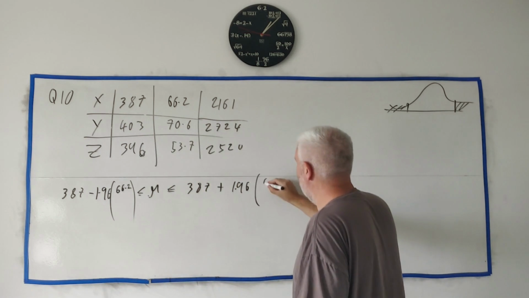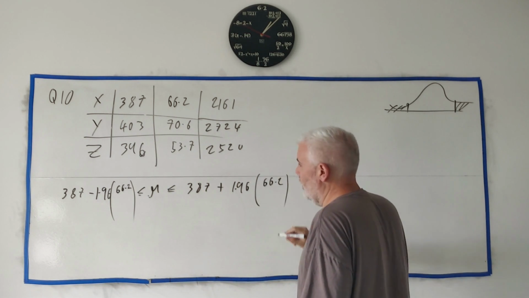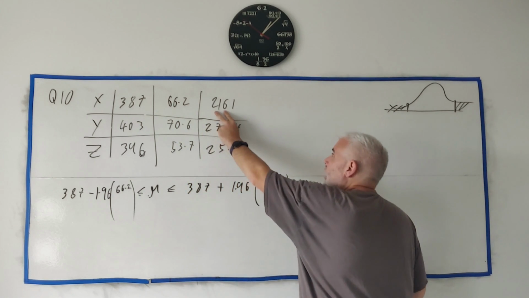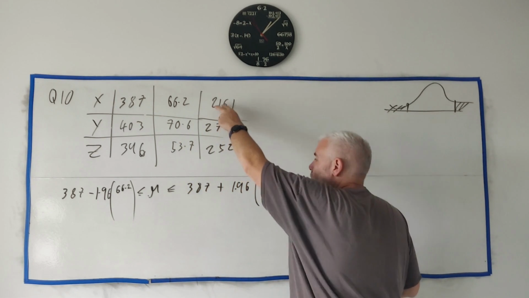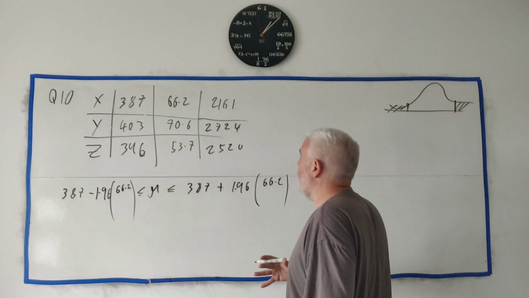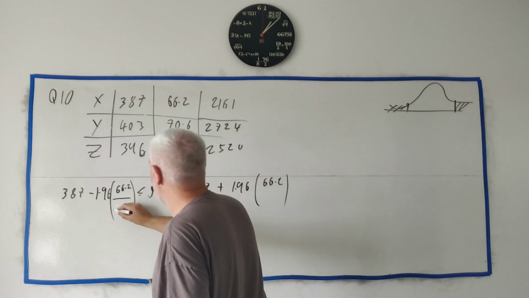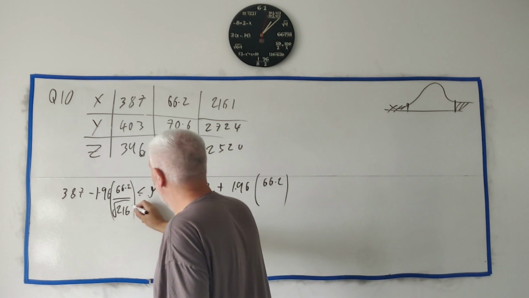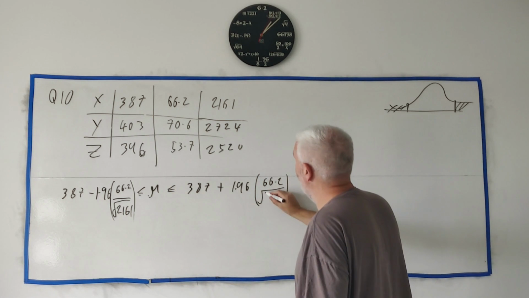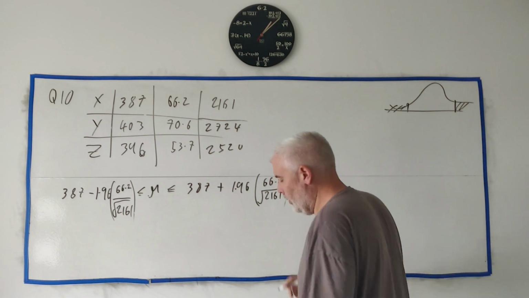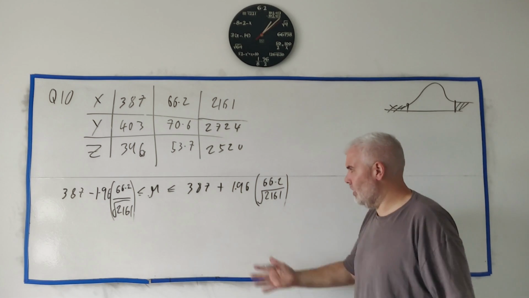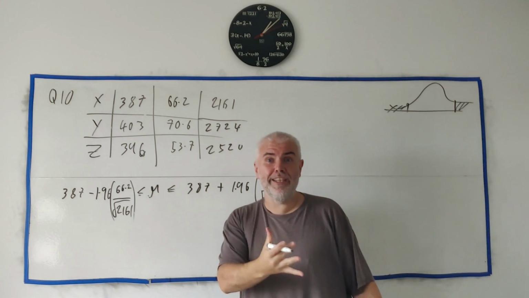66.2. Same on this side, 66.2. And then we divide it by the population. The bigger this number, the smaller this difference will make. So we divide it by the square root of 2,161. If you don't care about the maths really, you just have to remember that. And you will see this question.